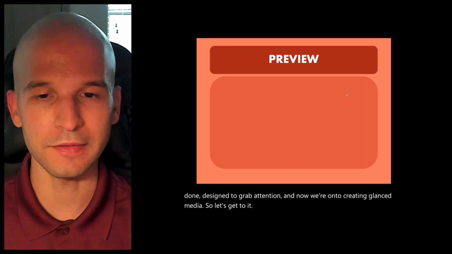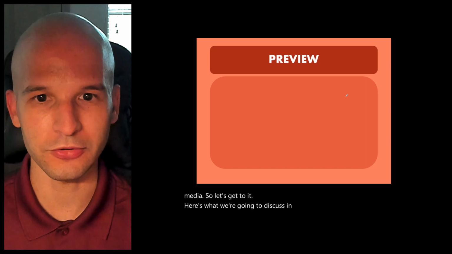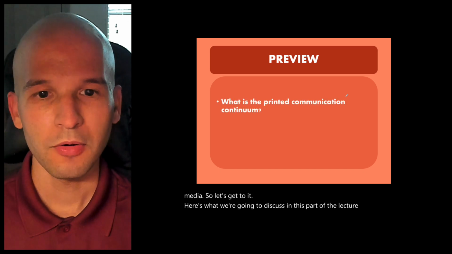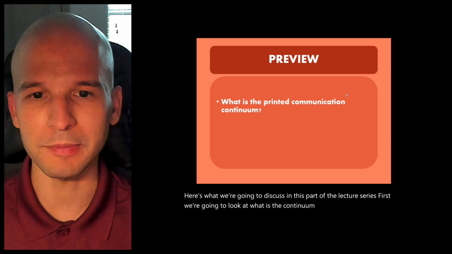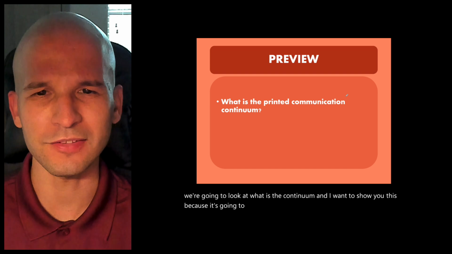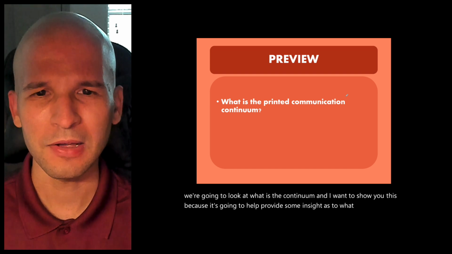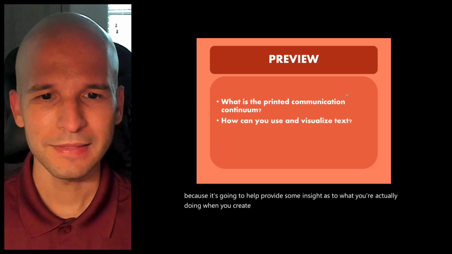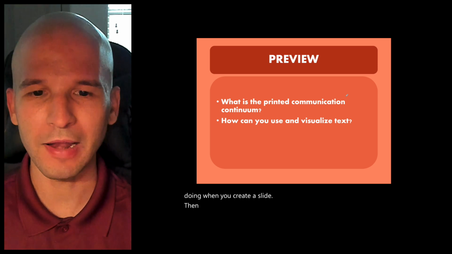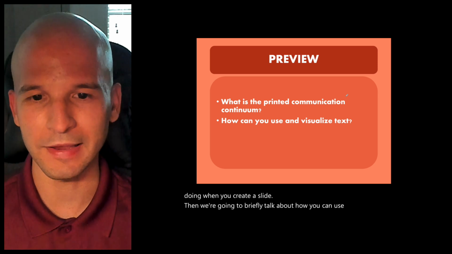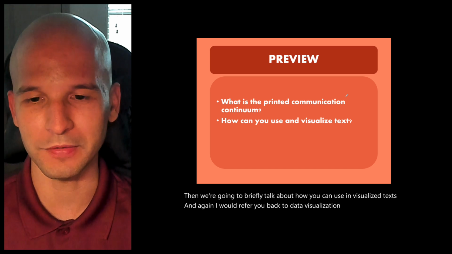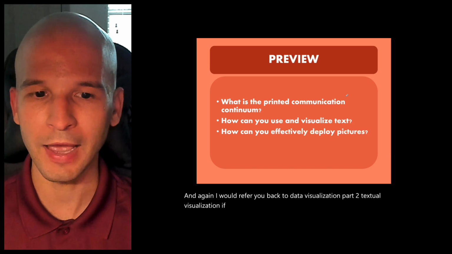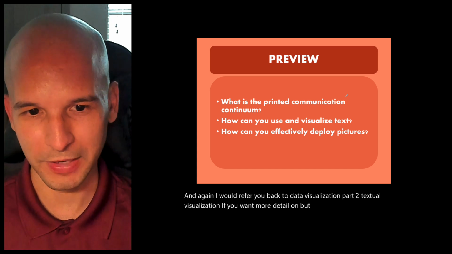Here's what we're going to discuss in this part of the lecture series. First, we're going to look at what the printed communication continuum is. I want to show you this because it's going to help provide some insight as to what you're actually doing when you create a slide. Then, we're going to briefly talk about how you can use and visualize text. And again, I would refer you back to Data Visualization Part 2, Textual Visualization, if you want more detail on that. But we will talk about it briefly.